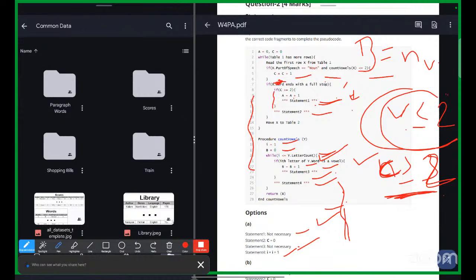So in statement 2, we have to just change the value of C again to 0, because we are doing this for a single sentence. If this condition is not getting satisfied, then we will just change C to 0 and start for the next sentence. So that's why statement A is correct. Option A is correct. Any doubt in this one?